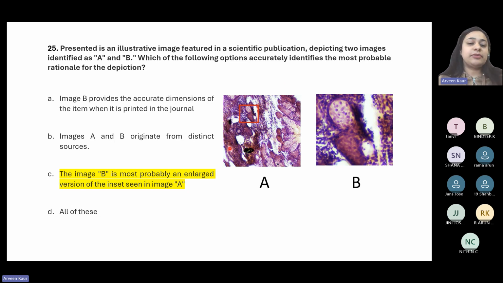But sometimes people forget to do that, right? But they have marked it. Maybe they had mentioned it in the legend, which we don't have over here. That maybe the red B is the red square that has been depicted in A that is being showed in B over here. They might have mentioned it in the legend itself, right? Why are we saying that it is most probably an enlarged version of the inset seen in image A?